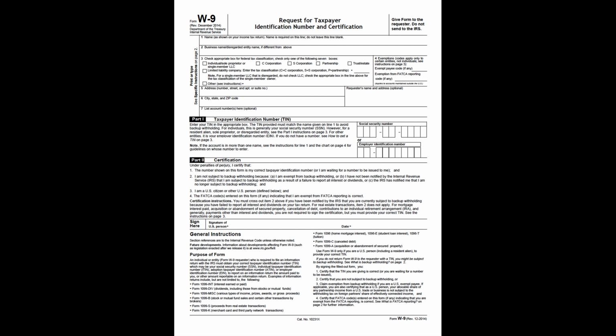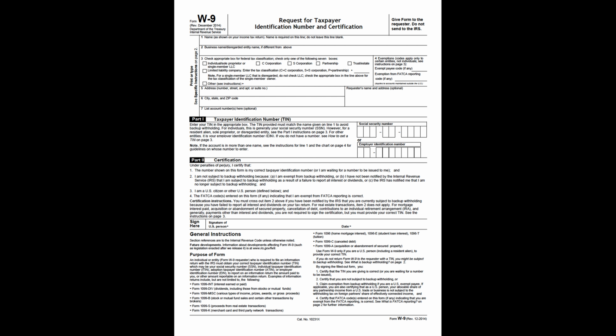4. Exemptions, codes apply only to certain entities, not individuals, see instructions on page 3. Exempt payee code, if any. Exemption from FATCA reporting code, if any. Applies to accounts maintained outside the U.S. 5. Address, number, street, and apartment or suite no. Requester's name and address, optional. 6. City, state, and zip code. 7. List account number(s) here, optional.